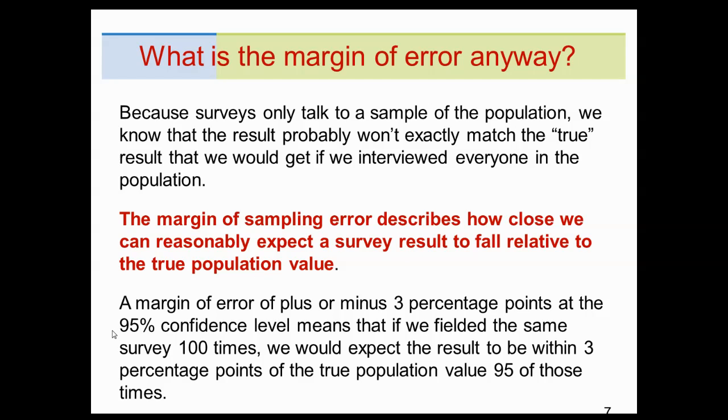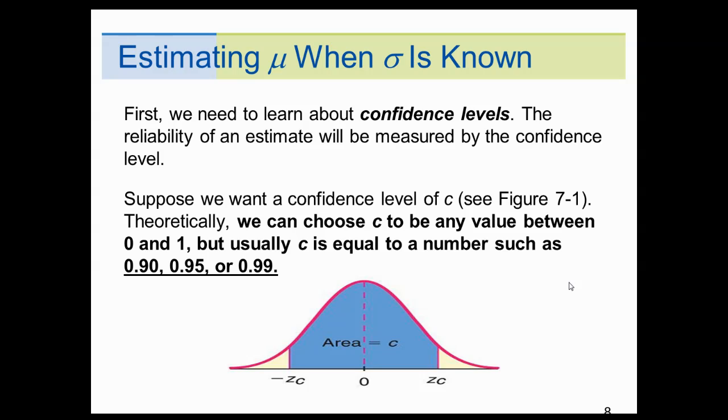That's what a 95% confidence level means. If we did it 100 times, 95% of those would be within this margin of error, plus or minus 3 points margin of error. All right, so first we need to learn about confidence levels. The reliability of an estimate will be measured by the confidence level. Some of the most frequent ones that we use are the 90% confidence level and 95% confidence. Sometimes we want to be 99% sure that we're close to the true population mean mu.